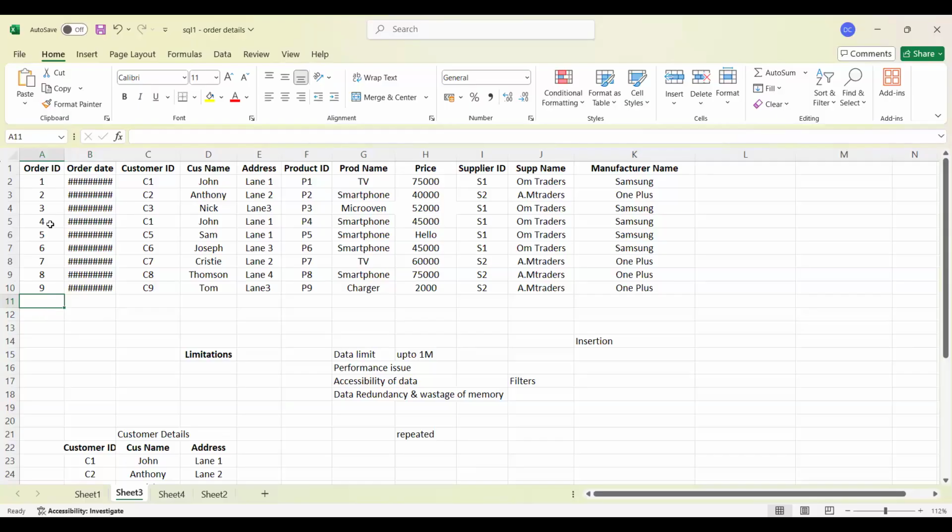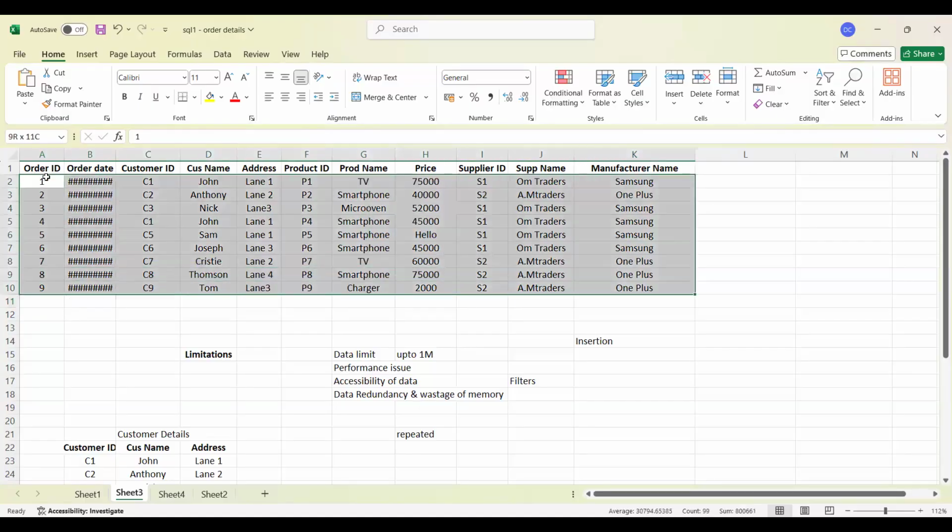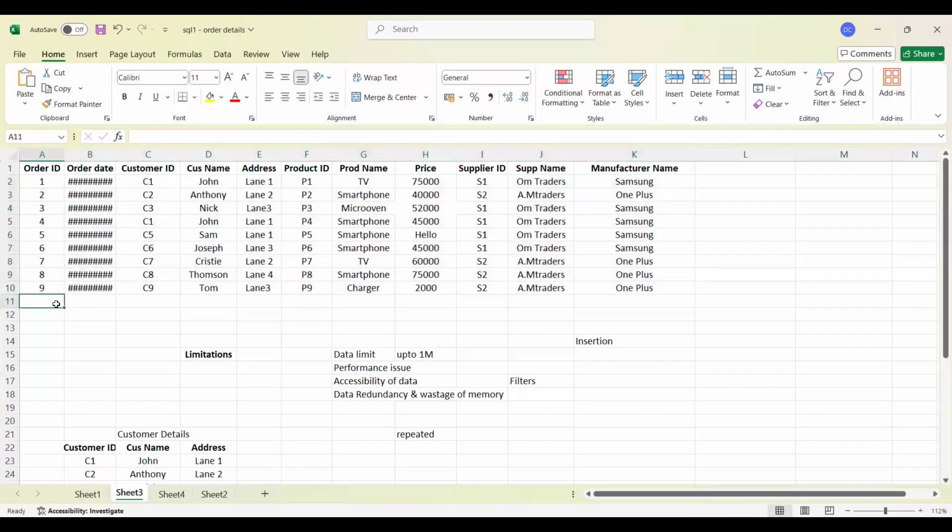Now what's happening if I store the same data like this? I'm storing all the data in one single table, but I can have my order ID only if my product got sold. Just imagine we have only one supplier here, something like home traders. I have only one supplier in my company. That supplier is selling different products, maybe smart TV, smartphone, microphone, charger, like this.